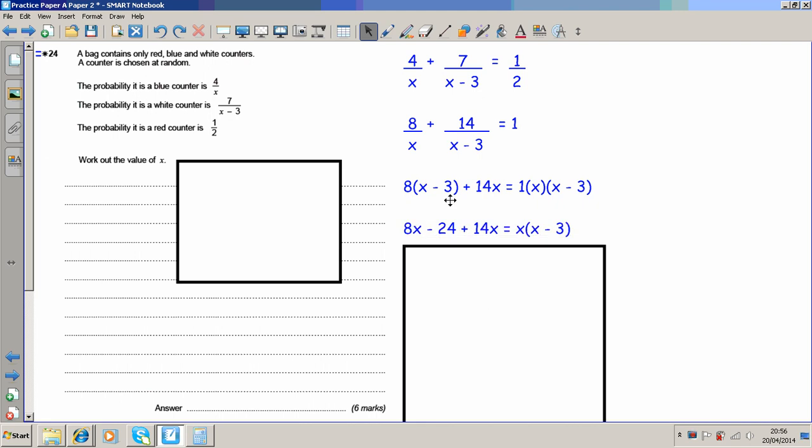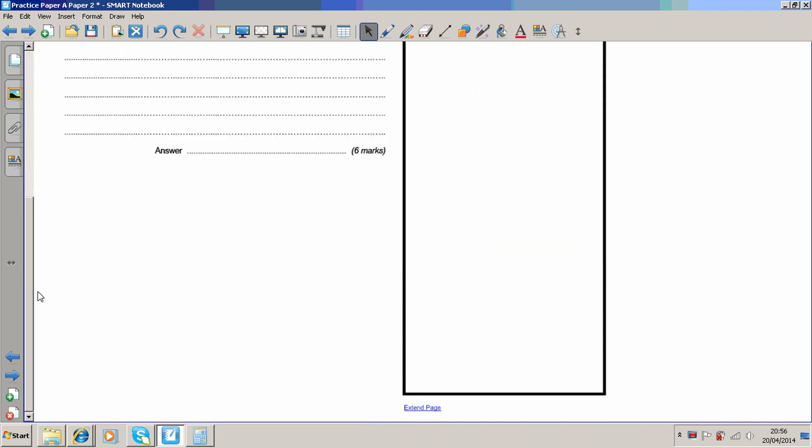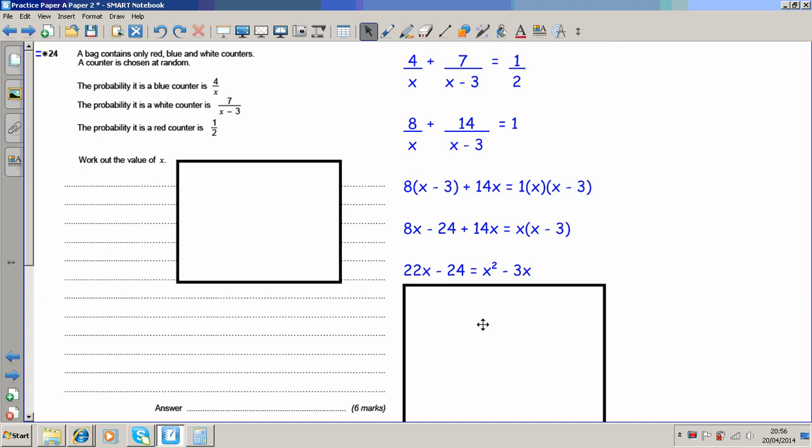Expand the brackets out then. 8x minus 24 plus 14x equals, well, I just lost the 1 there, so x minus 3. So 22x minus 24 equals x squared minus 3x. So I've expanded the bracket here and I've put together my x's.